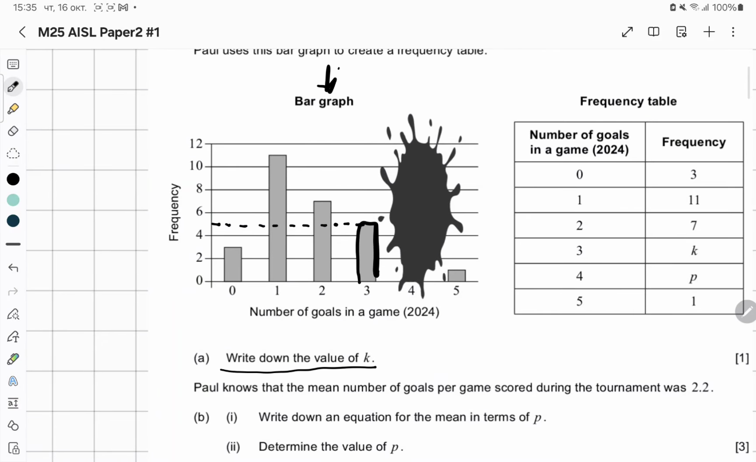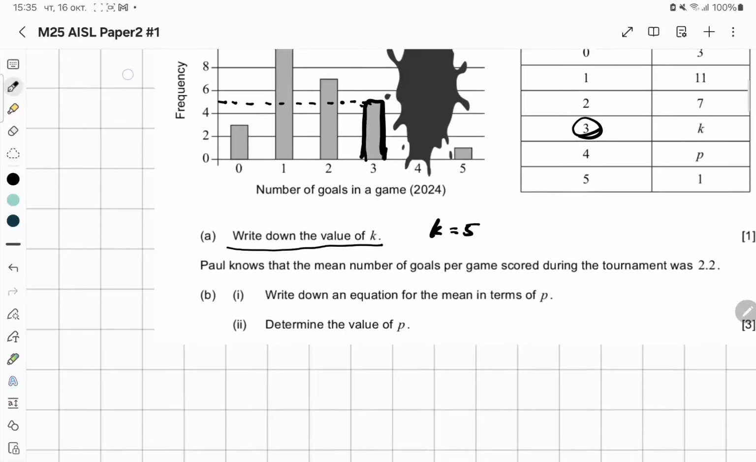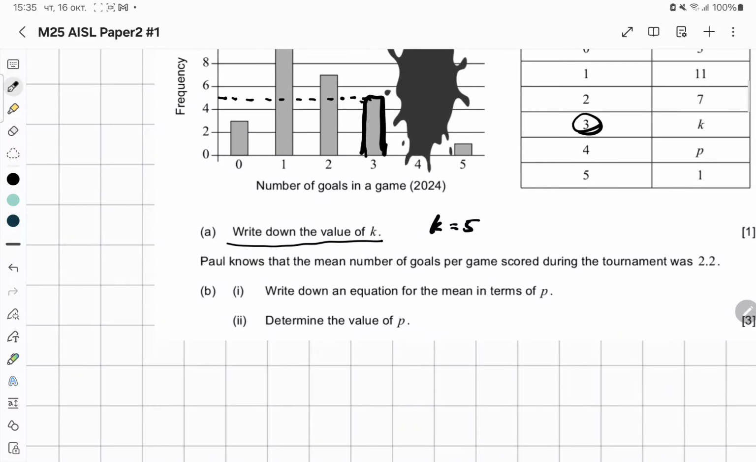This is part A. So you see that this bar of k is equal to 5, yeah? So that's why the frequency is 5. So k is equal to 5 for this part. Now, Paul knows that the mean number of goals per game scored during the tournament was 2.2. So mean value, mean number. B1, write down the equation for the mean in terms of p.